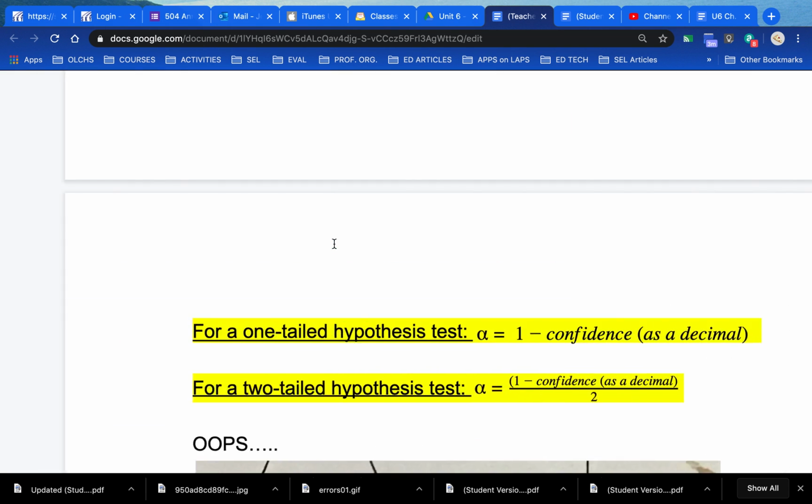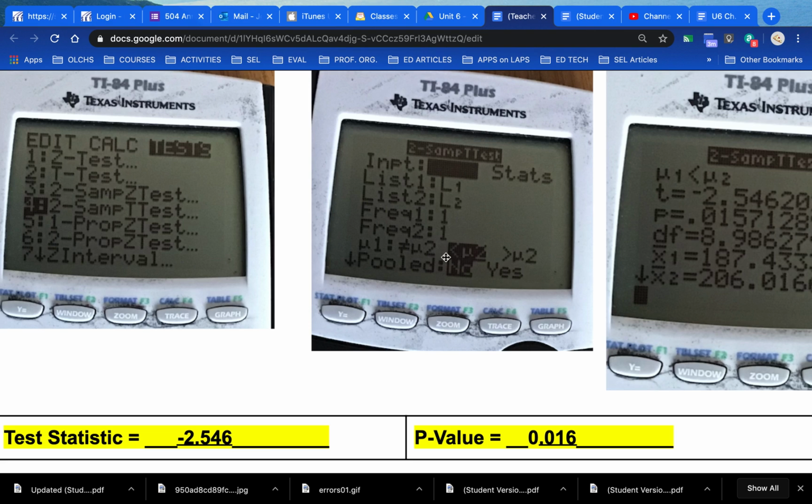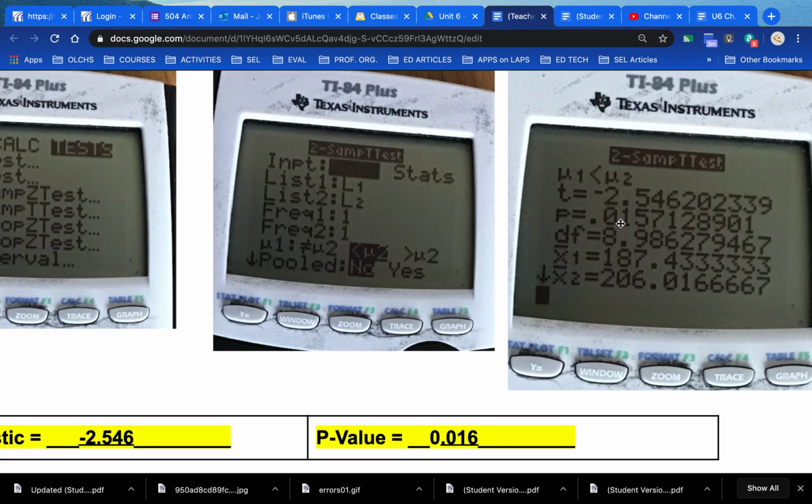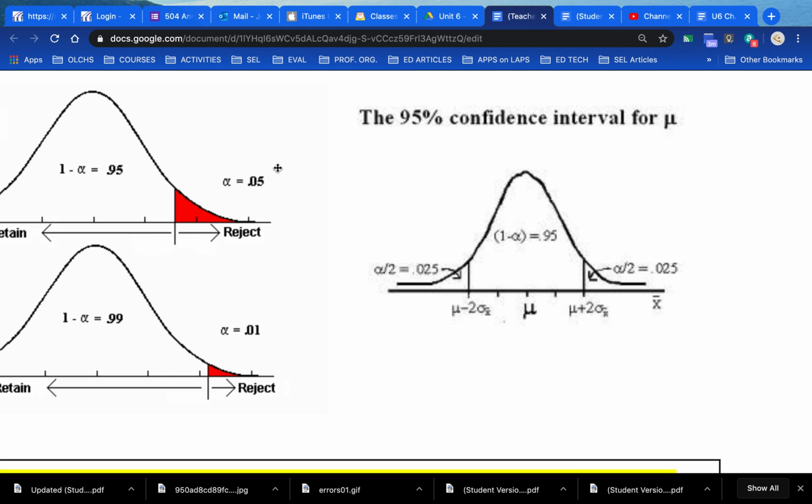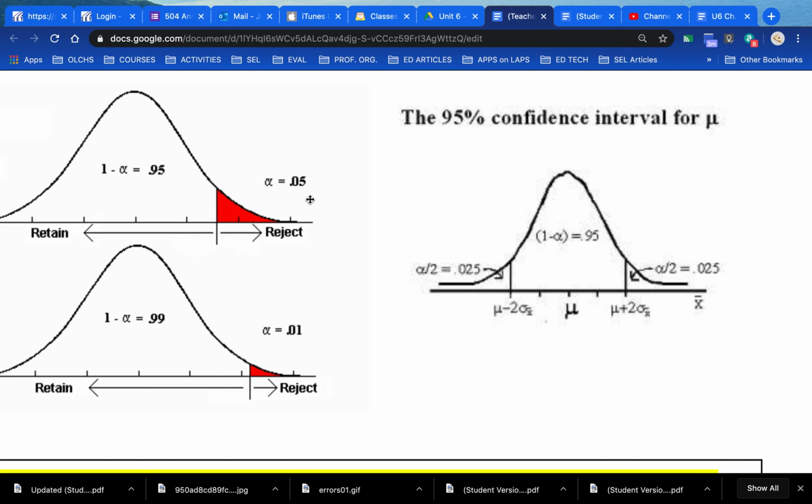Now, I designed mine to be one tail lower. If you had picked this, that's one tail upper. But again, same p-value, same rejection region amount of 0.05.